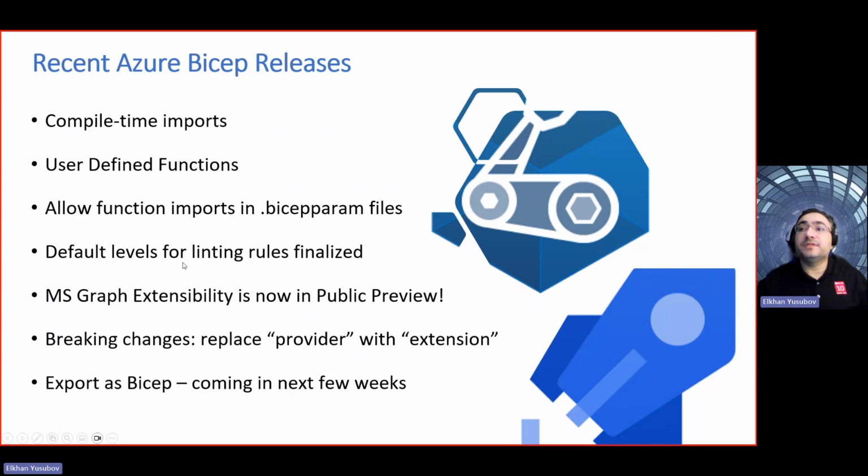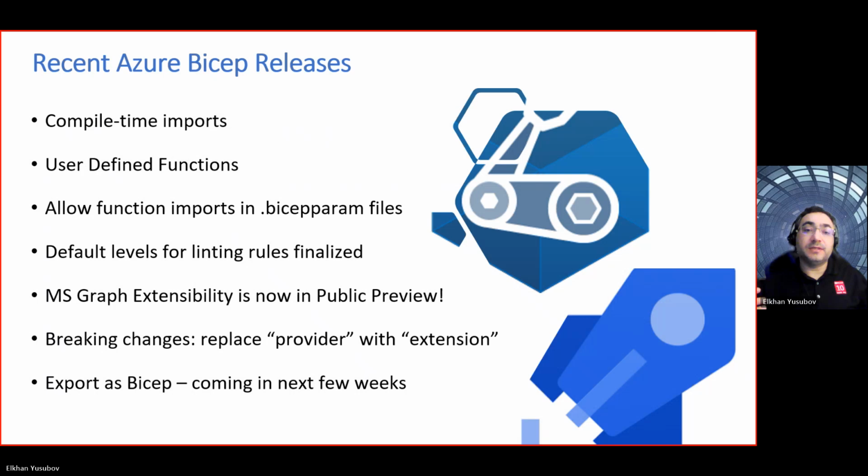Then you also have linting rules that you can define in your Bicep config file, which I'm going to show where it is and how you can utilize that. And we have Microsoft Graph extensibility, which is in public preview at the moment.